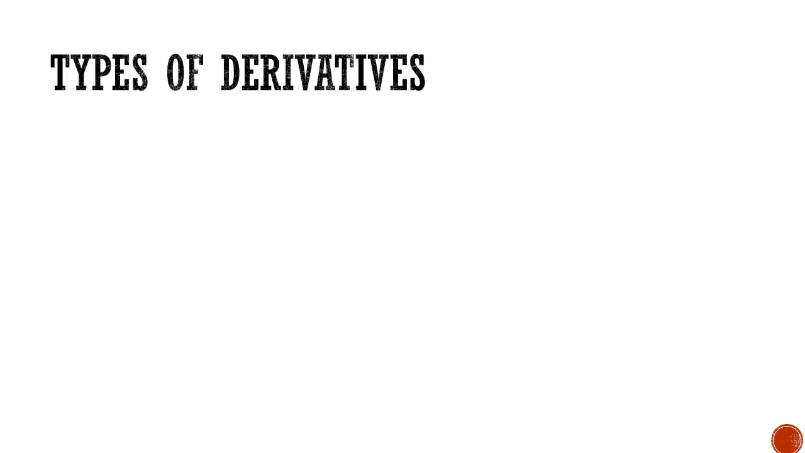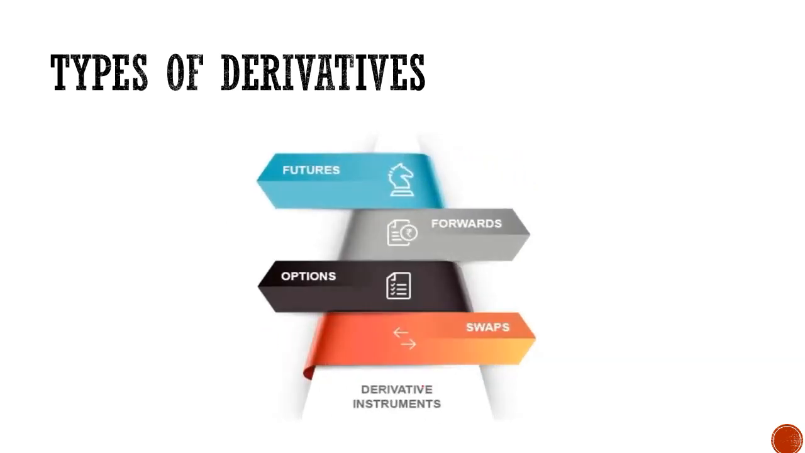Now let us learn what are the various types of derivatives. Now, in the market, there are various types of derivative available, but among them, these four are the most important ones. Number one is futures, second, forward, third, options, and fourth, the swaps. So, these are the four important types of derivatives that we need to learn, which are traded on regular basis in the market.